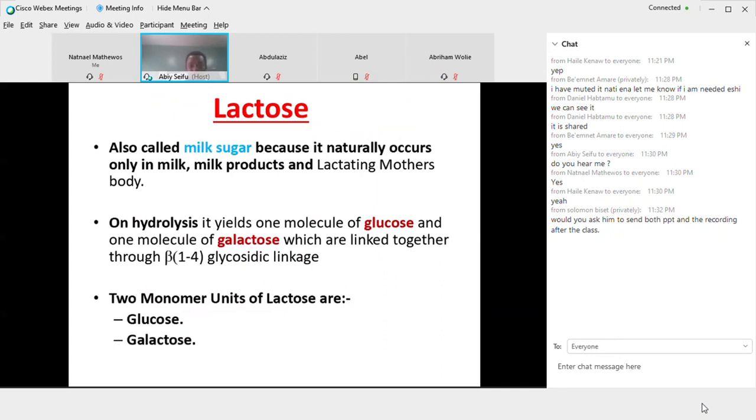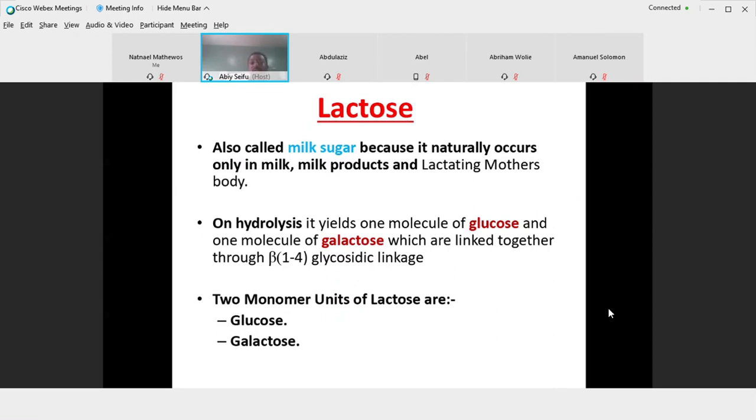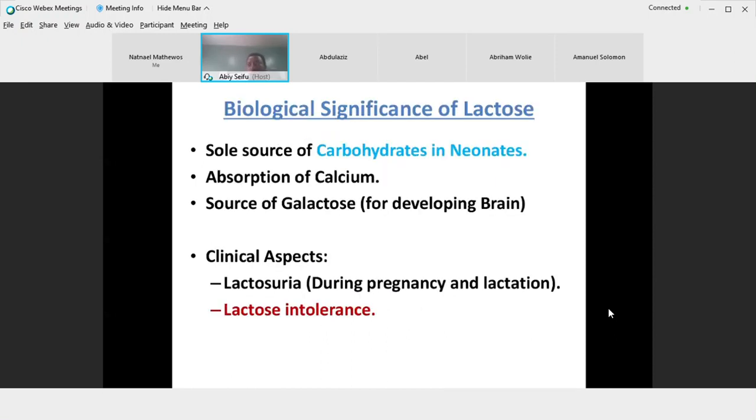Lactose, as you know, is made by beta galactose and glucose, and it's commonly named milk sugar, since it is found in milk and milk products. Its monomeric units are galactose and glucose. Mind you, galactose should be in the beta anomeric form. And what's the significance of lactose? It's useful as a source of carbohydrate for infants. And galactose is useful for developing their brains as well.